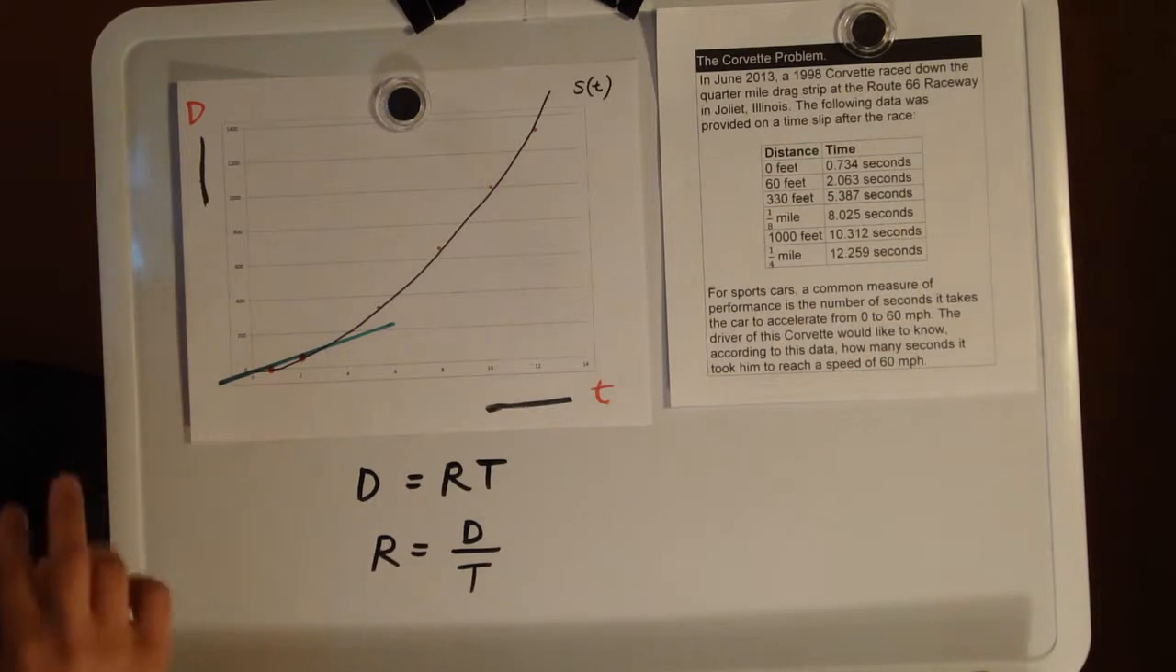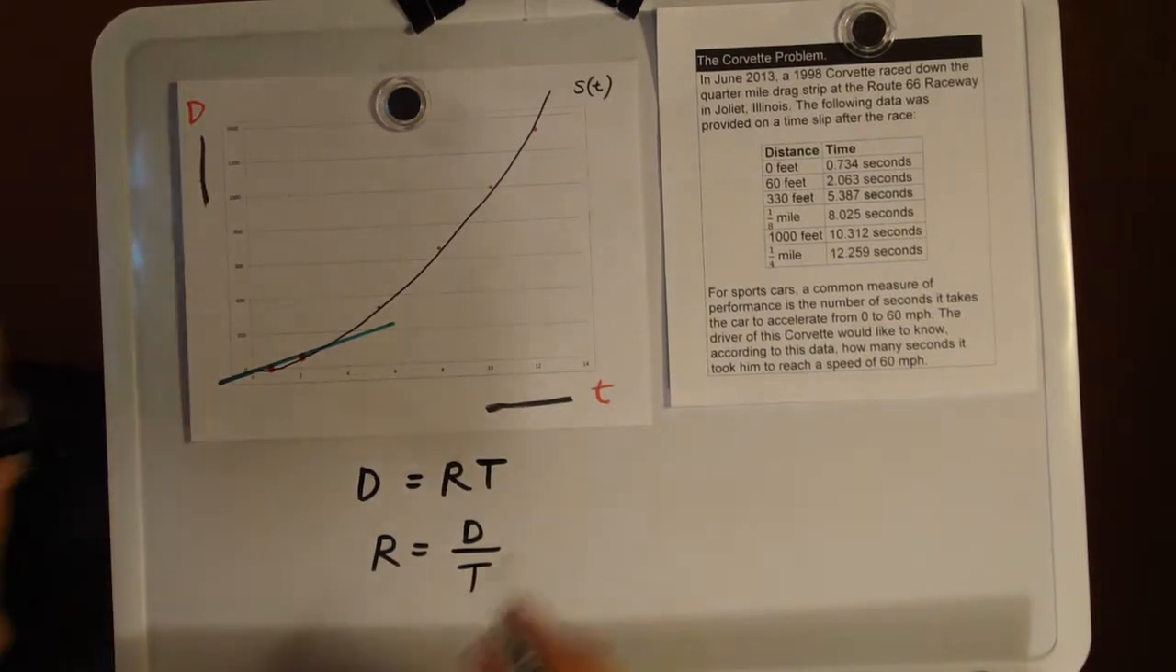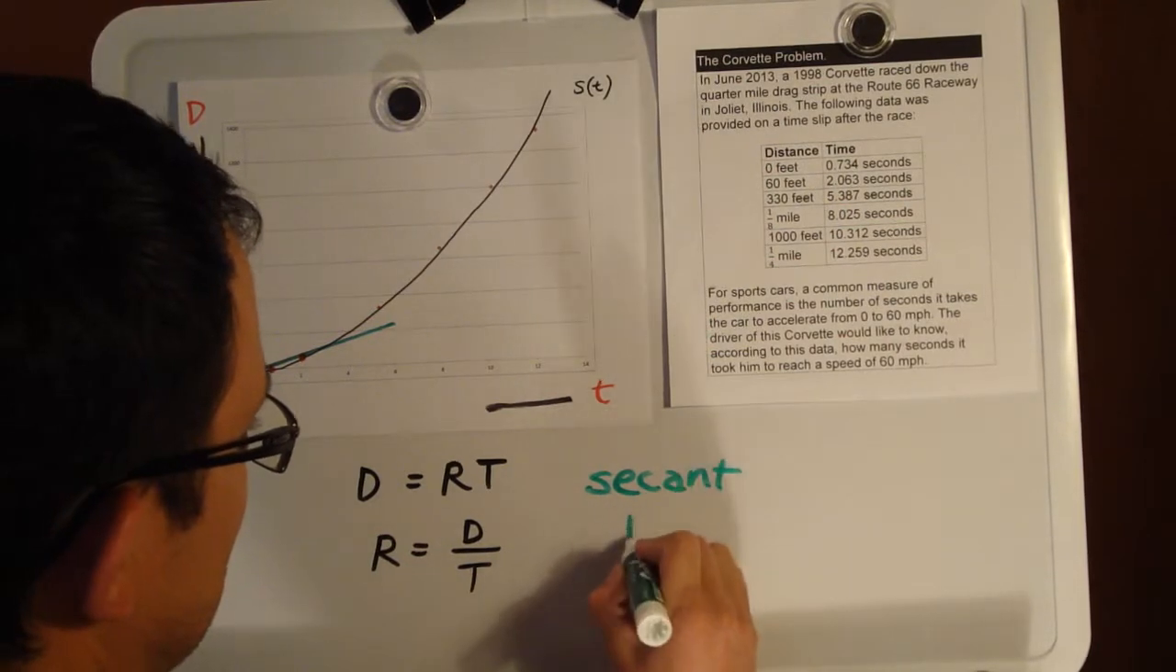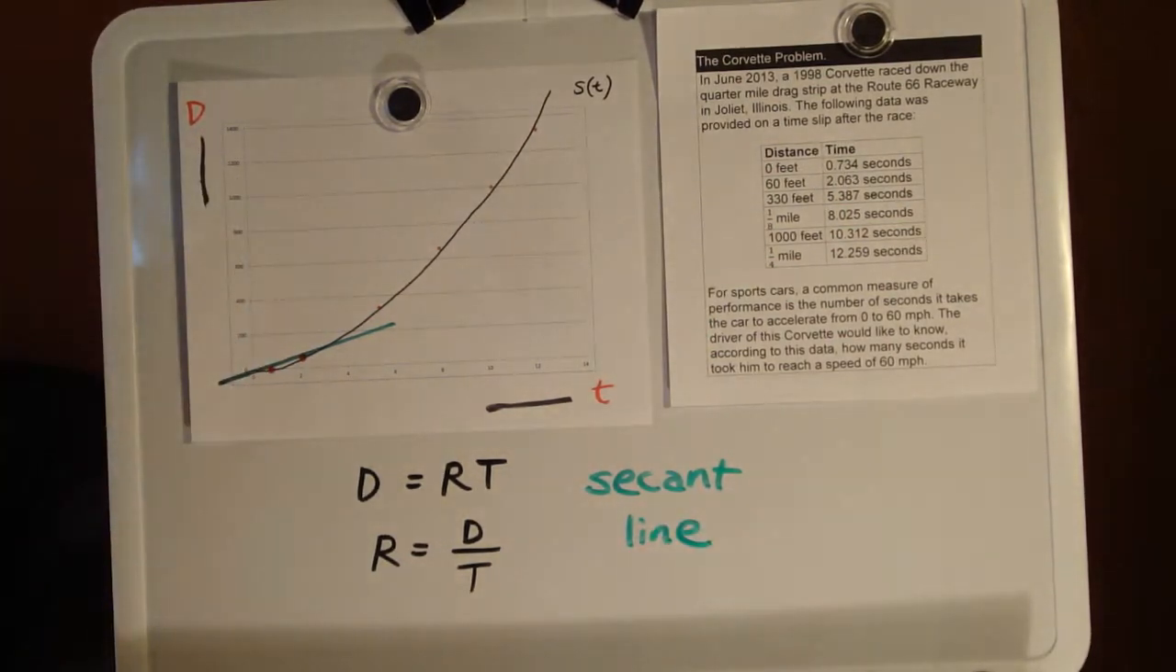It passes through 2 distinct points on a curve. So I'm just going to write down that idea. This here we call a secant line. And this is giving us the average speed of the Corvette over the first 60 feet.